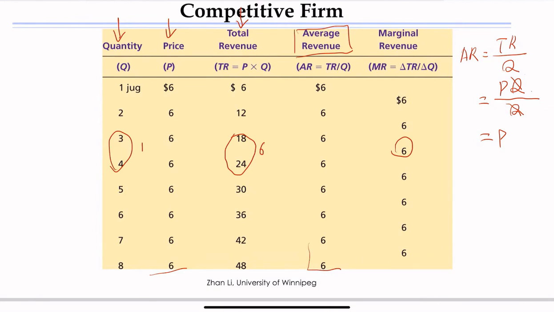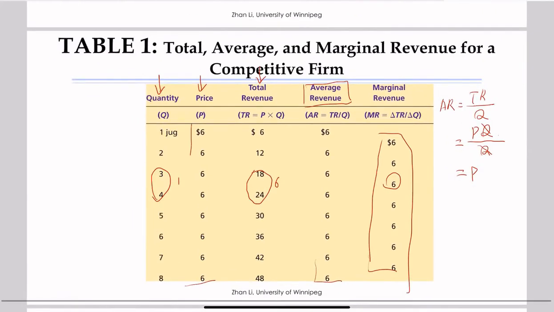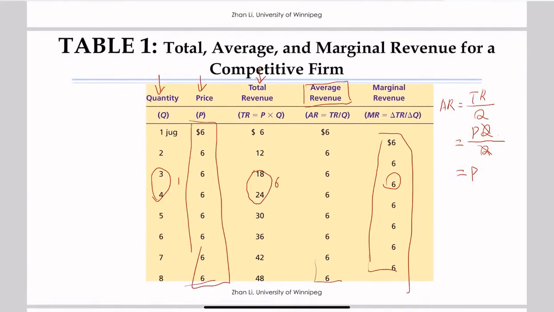And you can see that marginal revenue is always 6. The reason is because the price is always 6. Right? And we know that marginal revenue equals price for a competitive firm. So you should get 6 for marginal revenue at all quantities.